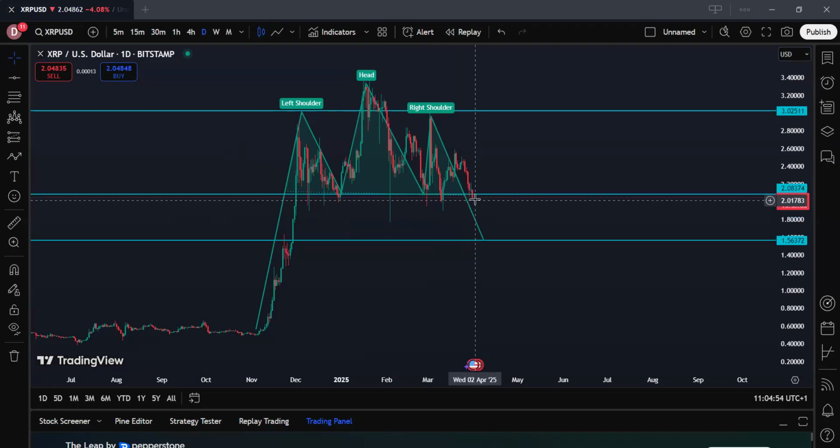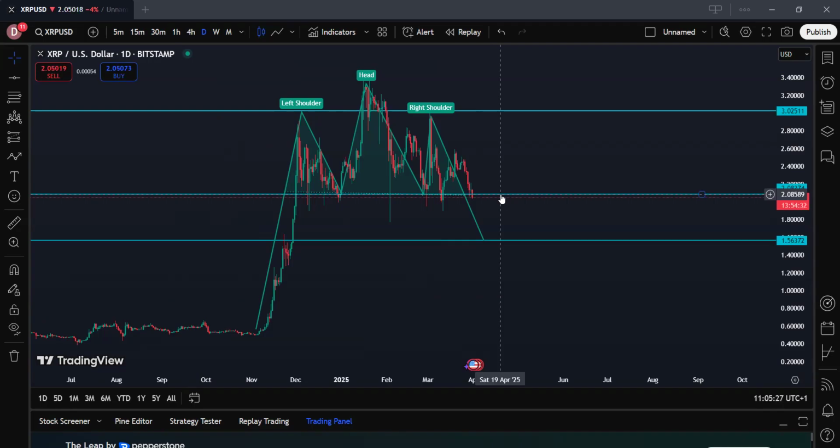So if after this daily candlestick that's right here, we see another daily candlestick close below this area, then we're pretty sure this target will be the zone. But we'll probably need two to three bullish or bearish candlesticks to get confirmation in seeing this break in support of the neck of the head and shoulders, to give us confirmation on how things are going with XRP.